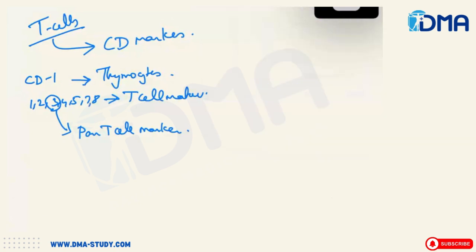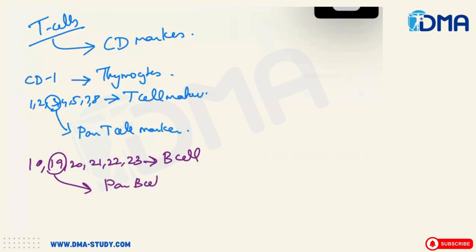Any idea about the B cell markers present in the body? CD 19, 20. B cell markers are CD 10, 19, 20, 21, 22, 23. Among these, CD19 will be the pan B cell marker.